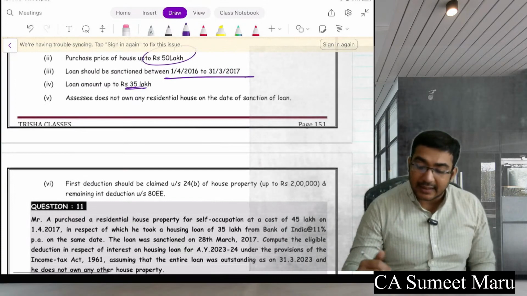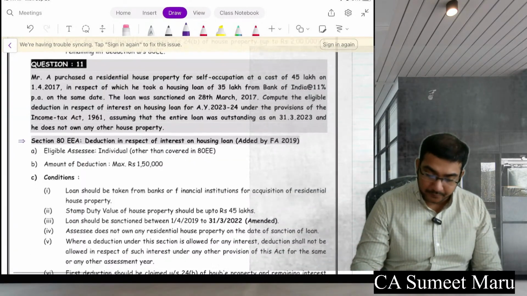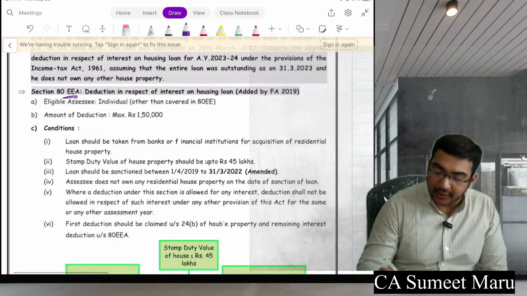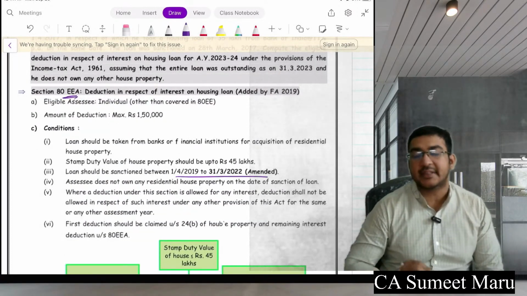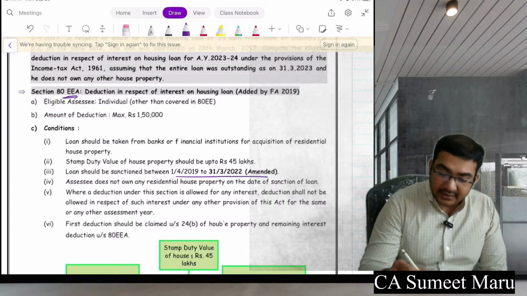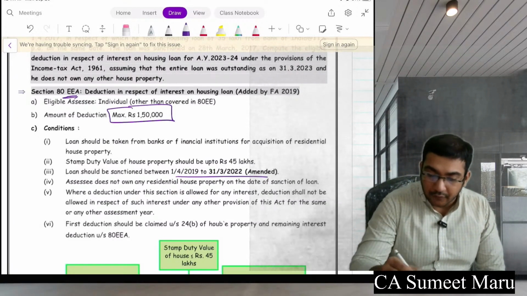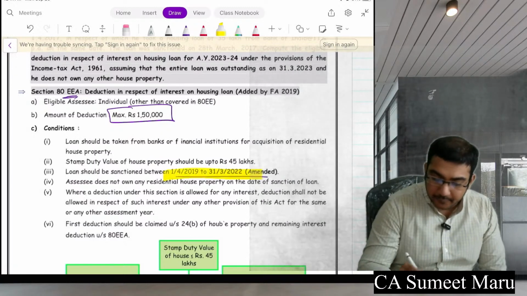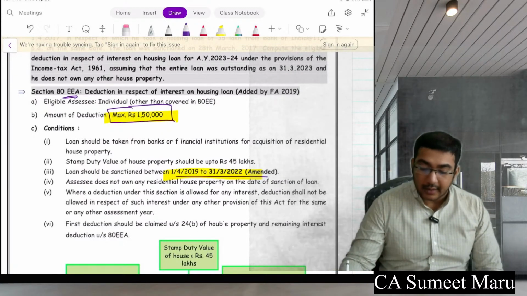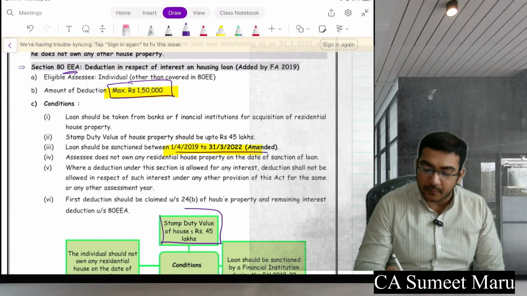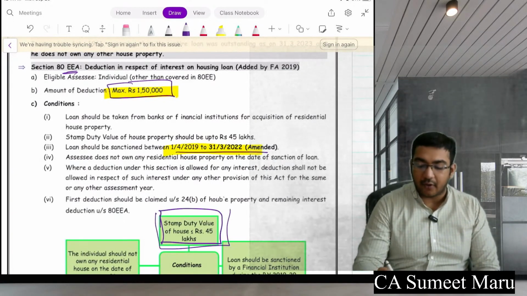Okay. So an extension to this came later on, which is 80EEA, which is for the loan taken from 1/4/19 to 31st 3/22. So this is another 1.5 lakh if you take loan in this period. Again here restriction is there on the value of property. The value of property should be not more than 45 lakhs.